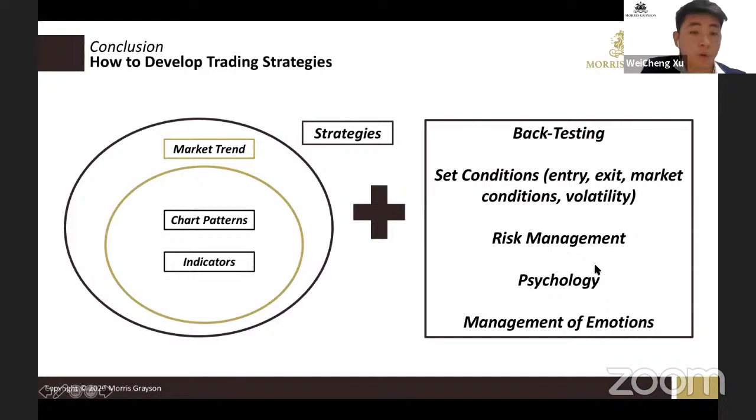Or you can even do a forward test using a demo account. And also, you need to set conditions for yourself, which is very important. You don't want to include the emotional part of you in your trading strategies. For example, when do I enter or exit the market? If my indicator shows X, what do I do? Or do I wait for confirmation from another indicator before I enter? These are some of the things you need to ask yourself and set before trading live, and not allow your emotions to get in the way.